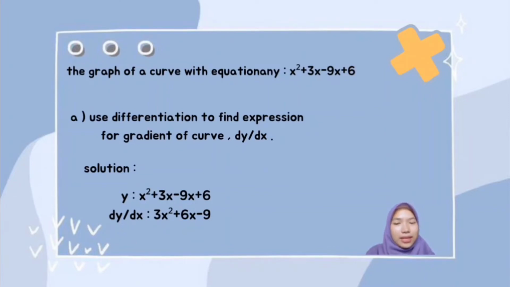So, A. Use differentiation to find the expression for the gradient of the curve, dy per dx, which is the differentiation of y with respect to x. So for solution A, we use the power rule. So we get dy per dx equals 3x squared plus 6x minus 9.